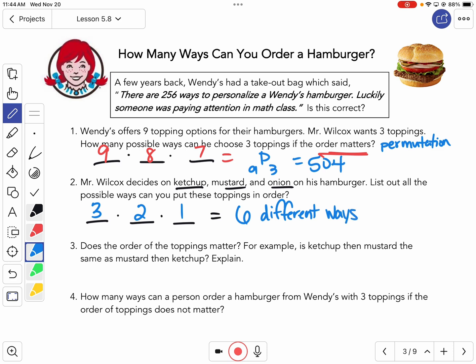Right? That we could put it on there. We could do ketchup, mustard, onion. We could do mustard, ketchup, onion. We could do onion, mustard, ketchup, right? So there's 6 different ways we could put them all together.